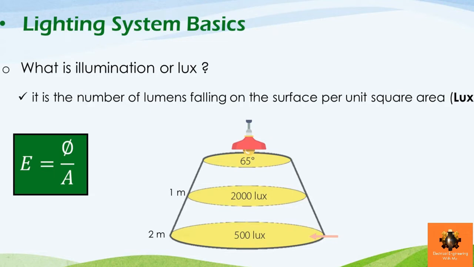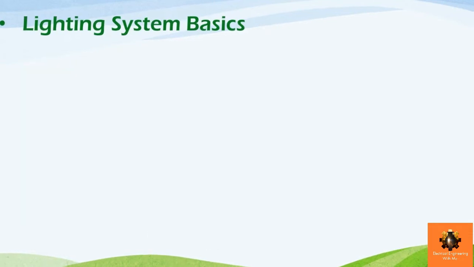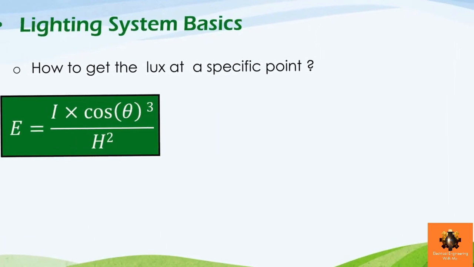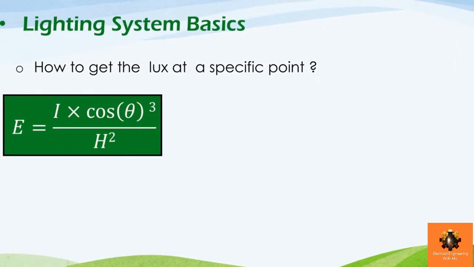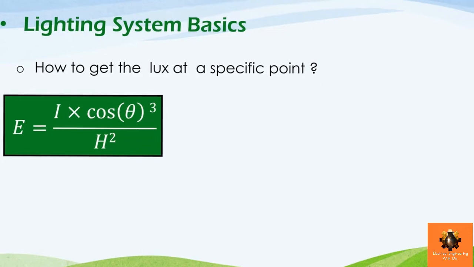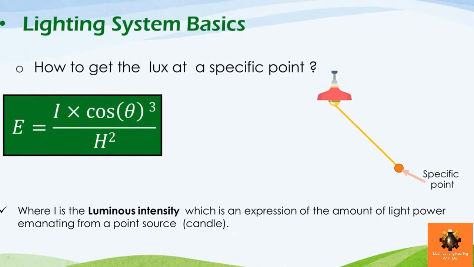But you know, the illumination can be determined also at a specific point, not at a specific area. So if we need to calculate the illumination at a specific point, its relation is equal to I times cosine theta to the power 3 over h to the power 2. I know that you don't understand anything from this relation until now, but we will break it into some simple pieces to understand it. Here I is the amount of light emitted from the light source, and it's similar to the lumens, but it's another parameter called the luminous intensity, and we refer to it with the letter I. And this I, or the luminous intensity, is an expression of the amount of light that is emitted from the light source. Its unit is the candle, so we measure it with a unit of candle.